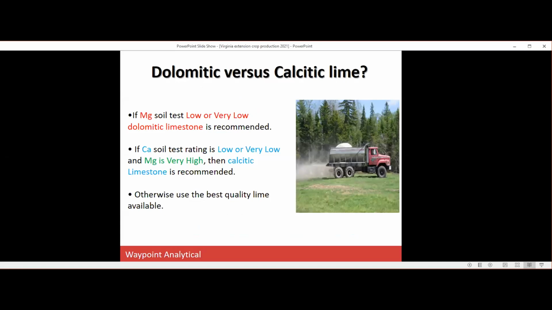So the question I get commonly about lime is when to apply dolomitic versus calcitic limestone. If your magnesium soil test is low, very low, basically I recommend applying dolomitic. If your calcium soil test is very low or low and your magnesium is very high, then I would apply calcitic. So my rule of thumb is if magnesium is high or very high, apply calcitic. If your magnesium's low, very low, or medium, I'd go ahead and apply dolomitic limestone.